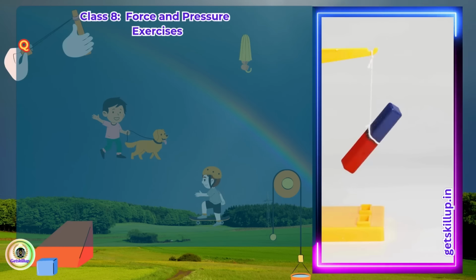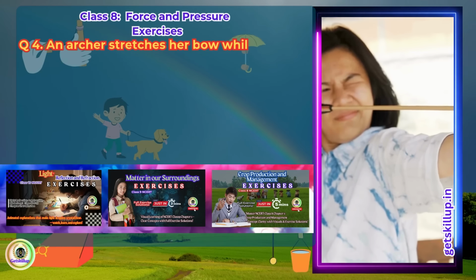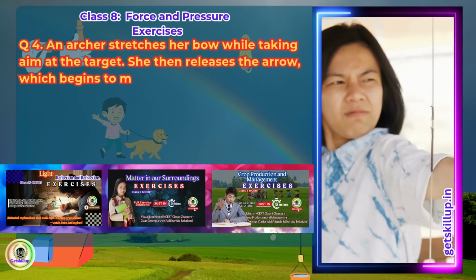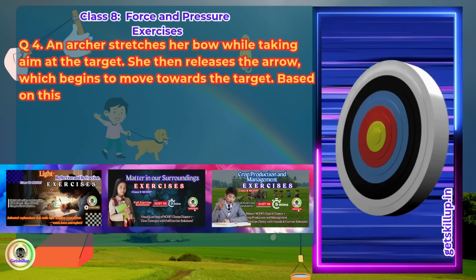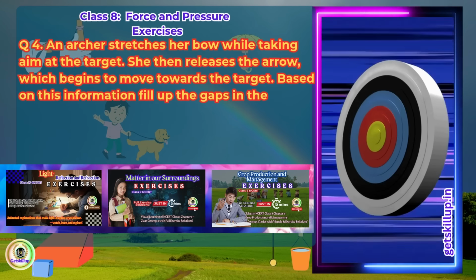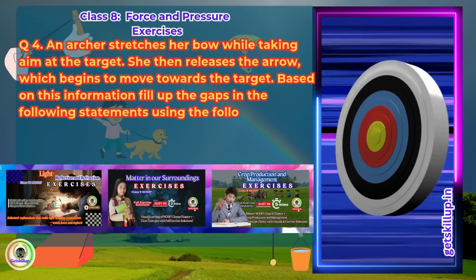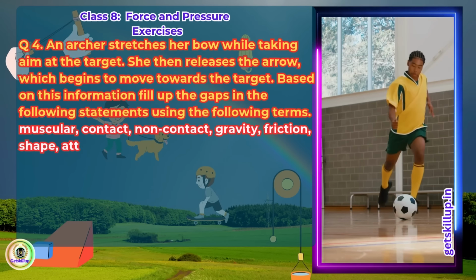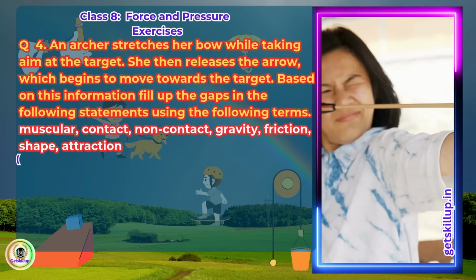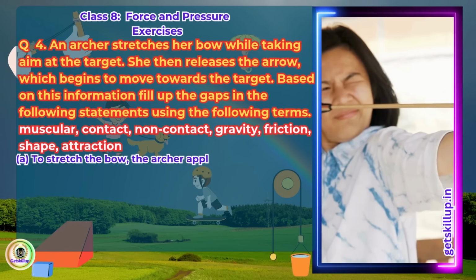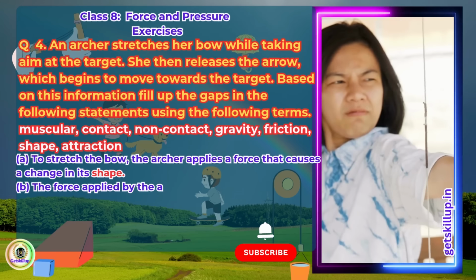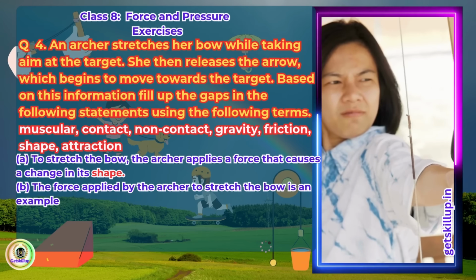Question 4. An archer stretches her bow while taking aim at the target. She then releases the arrow, which begins to move towards the target. Based on this information, fill up the gaps in the following statements using the following terms: muscular, contact, non-contact, gravity, friction, shape, attraction. To stretch the bow, the archer applies a force that causes a change in its shape. The force applied by the archer to stretch the bow is an example of muscular force.